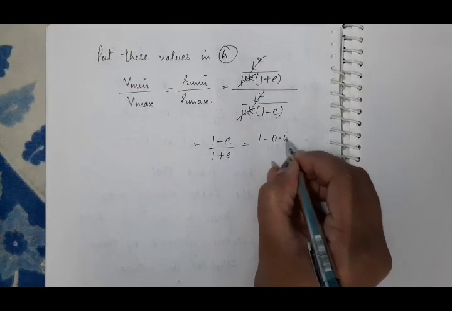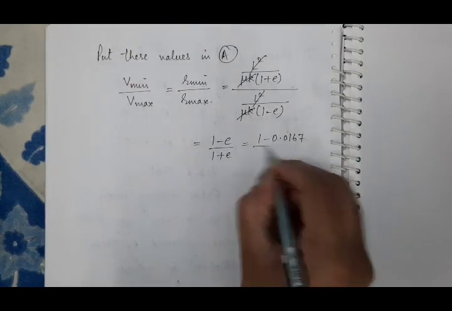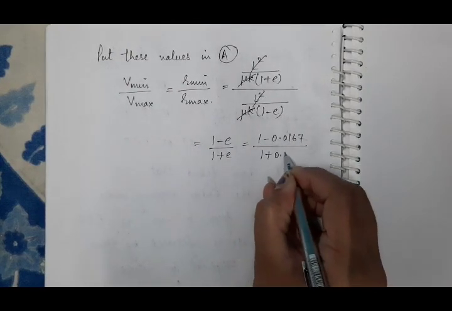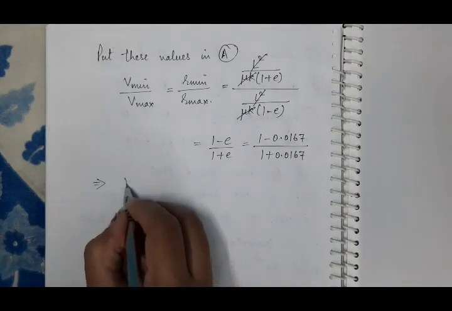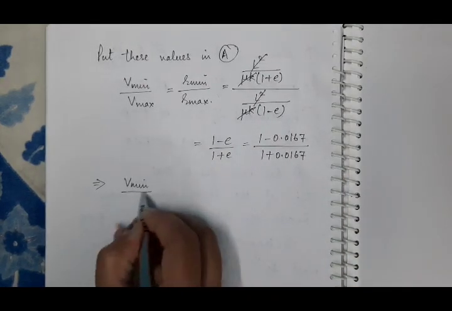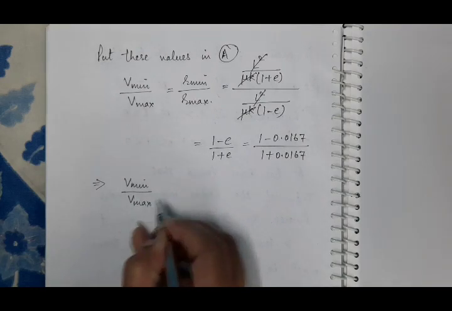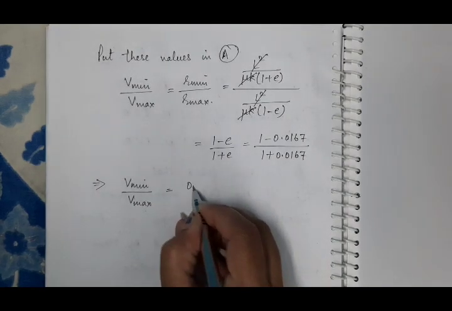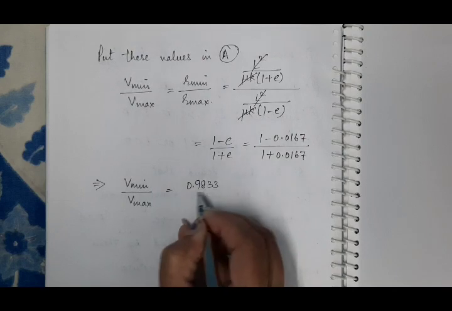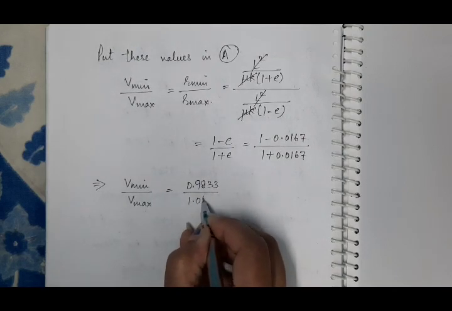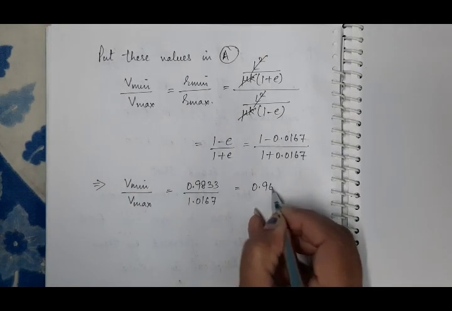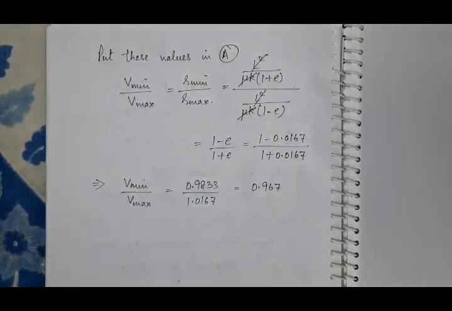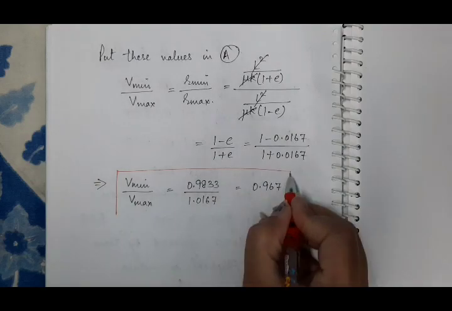It is 0.0167, and 1 plus 0.0167. So we have the ratio of V minimum to V maximum, and it is equal to 0.9833 to 1.0167. So it is equal to 0.967. So this is all about this numerical.